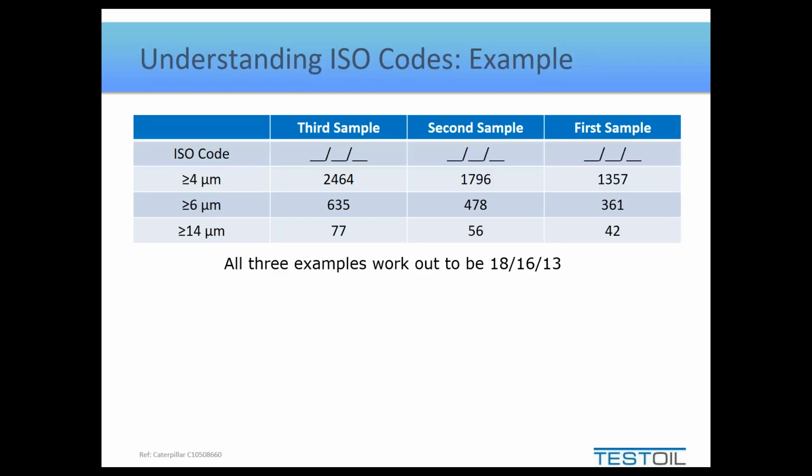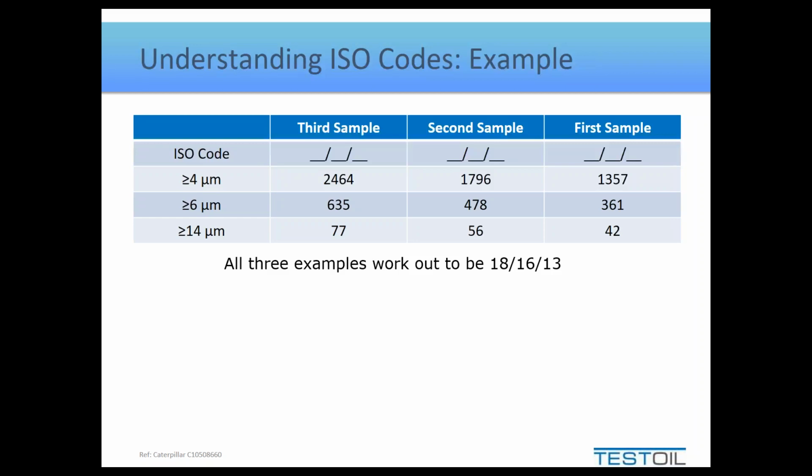ISO is trying to take away some of the resolution of the test and just broadly put the answers in the same ballpark. So we can see that all 3 samples are in fact 18, 16, 13. So according to ISO, these are all roughly the same cleanliness. There's not an appreciable enough difference between those results to think of them at all differently.